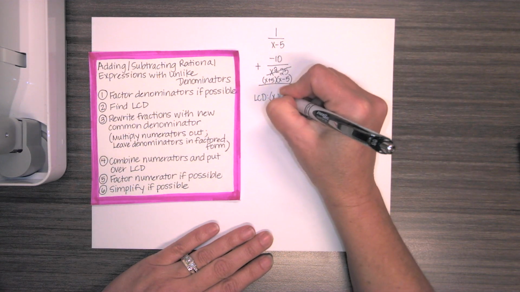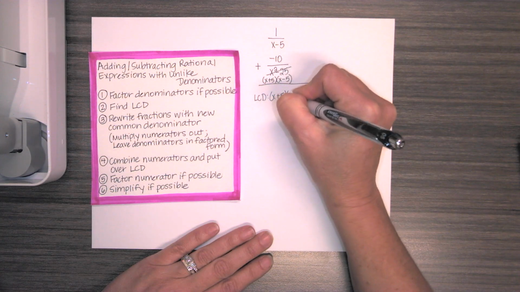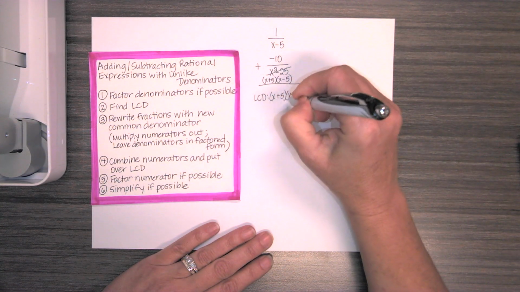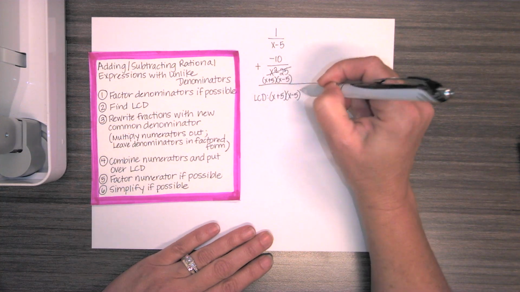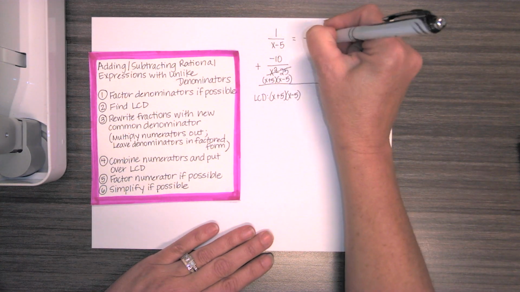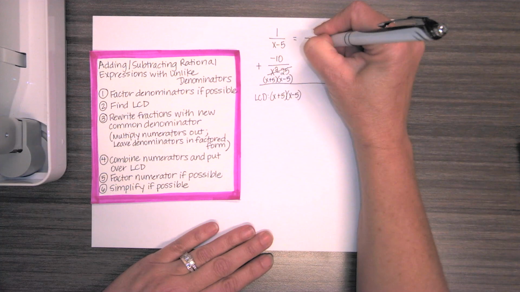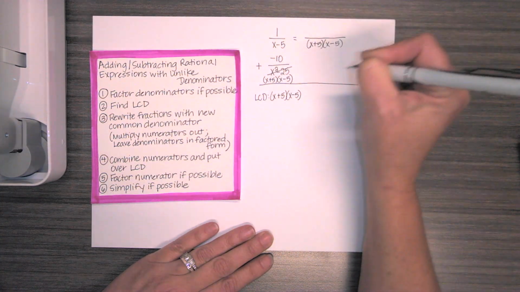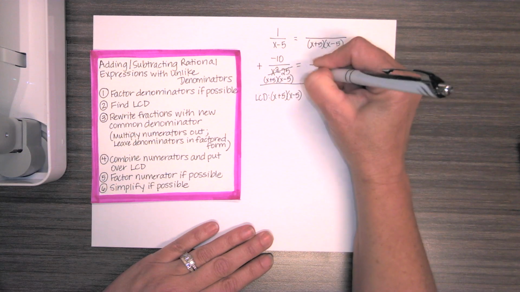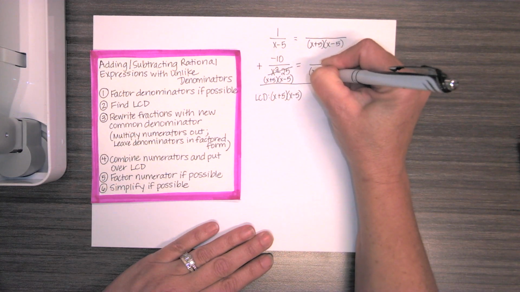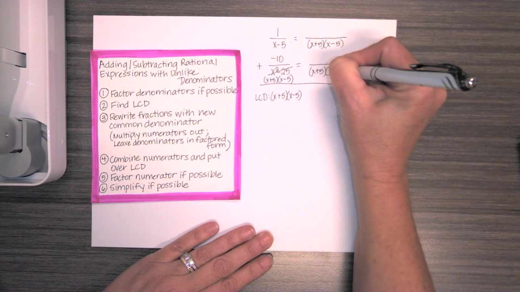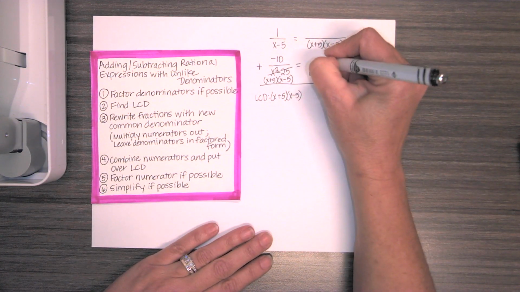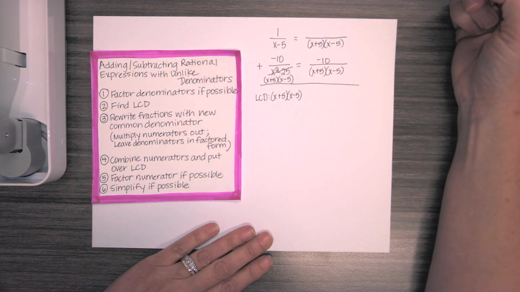So we're going to need one of each, an x plus 5 and an x minus 5 in our common denominator. And we do want to keep that in factored form like this. So when we write our equivalent fractions up here, our denominator will be x plus 5 times x minus 5. Now if you notice, this second fraction already has that as a denominator.